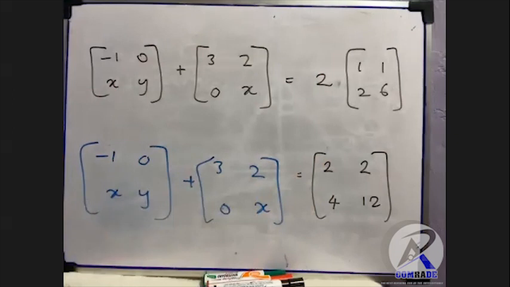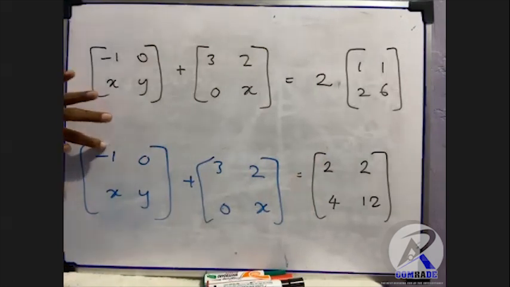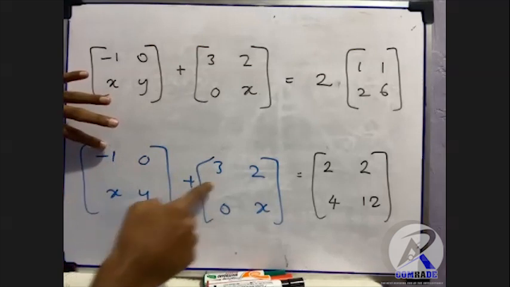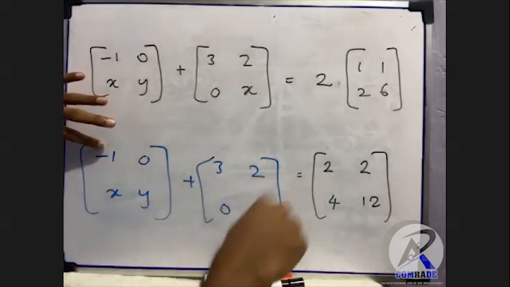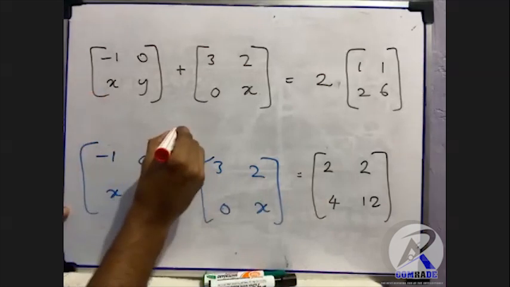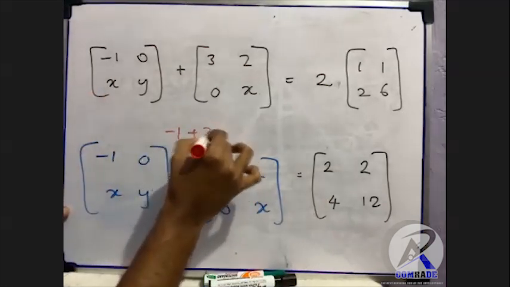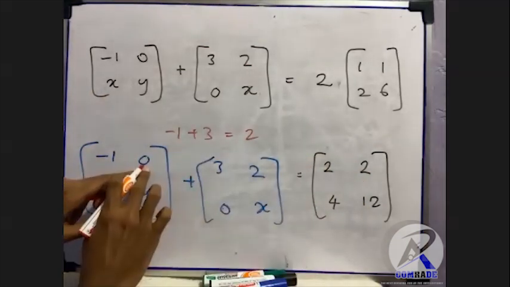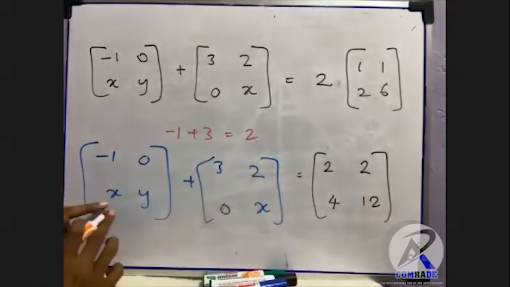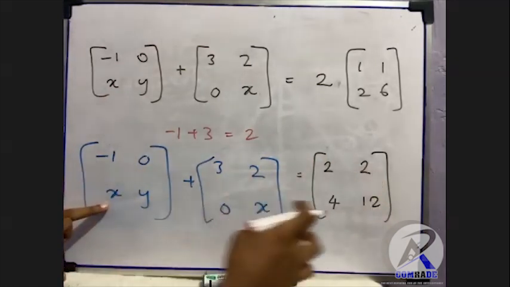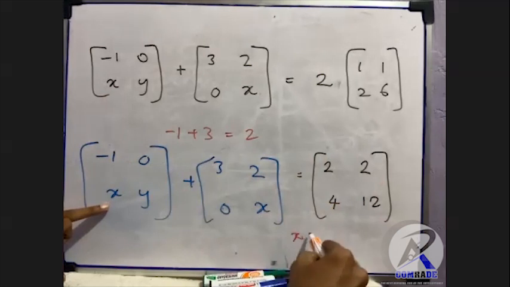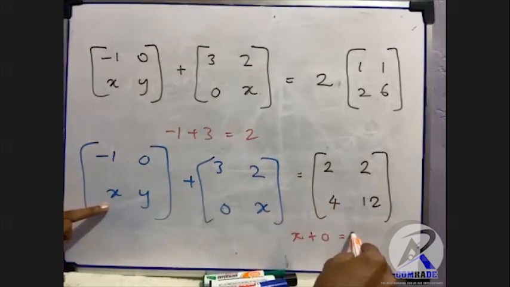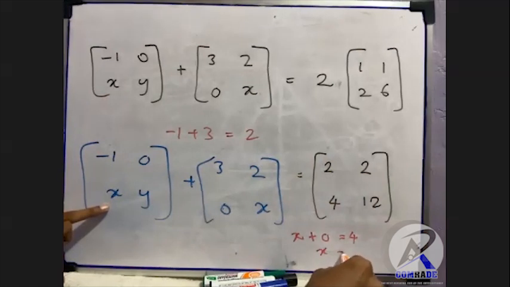Okay, see, this is like a box, right? This is a matrix. There are columns, there are rows, right? Okay, so this minus 1 in this left corner plus 3 equals 2, right? See, minus 1 plus 3 equals 2, okay? Okay, likewise, 0 plus 2 equals 2. x plus 0 should be equal to 4. So x plus 0 equals 4, which means x equals 4.